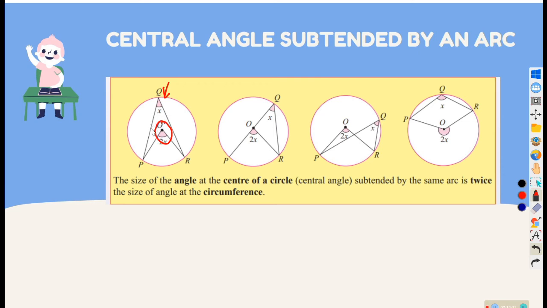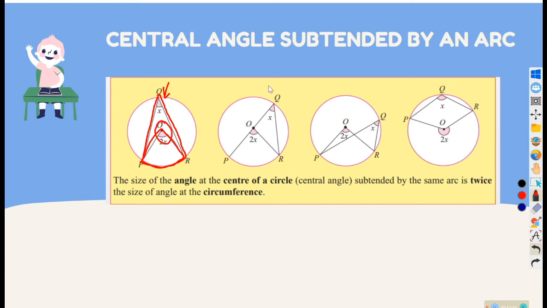I want to show you the same arc. What is meant by the same arc? P is going to Q and then going down to R here, and then it goes to this arc. Then when you go to the center and then down to R, it goes back to the same arc here. So this one is the first one. How about the second one? The second one is also the same.